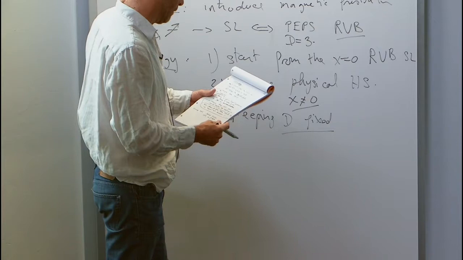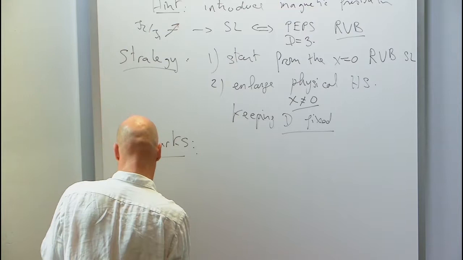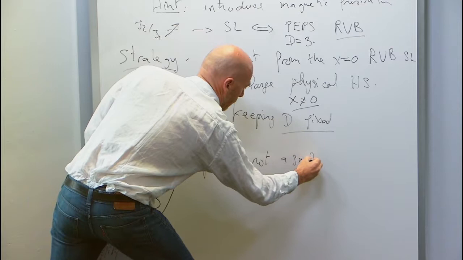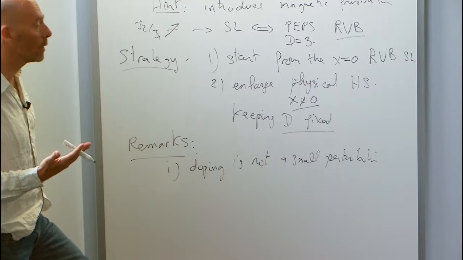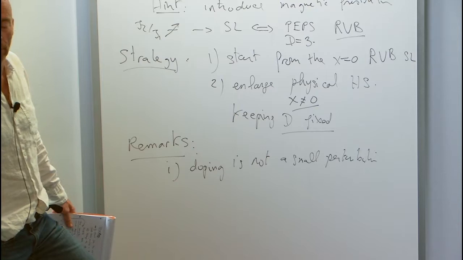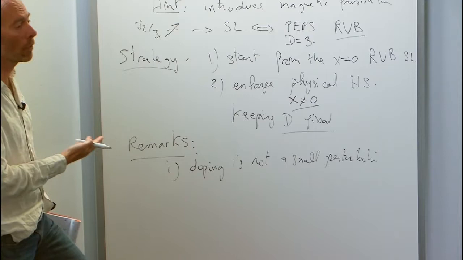Now some remarks. First remark: doping is not a small perturbation. For example, if I start with a spin liquid which has topological order, like I would have on the Kagome lattice, then if I dope, I will in principle immediately lose the topological character. So it's very related to what Bella was explaining this morning: temperature effects or doping effects are basically the same.